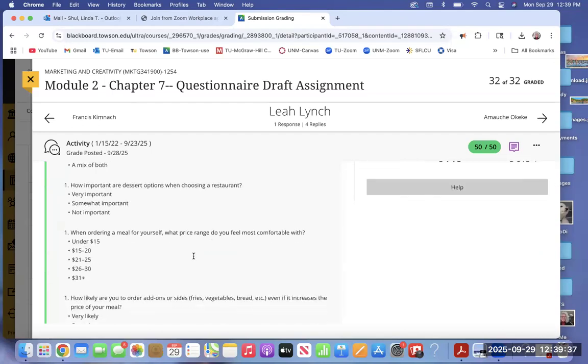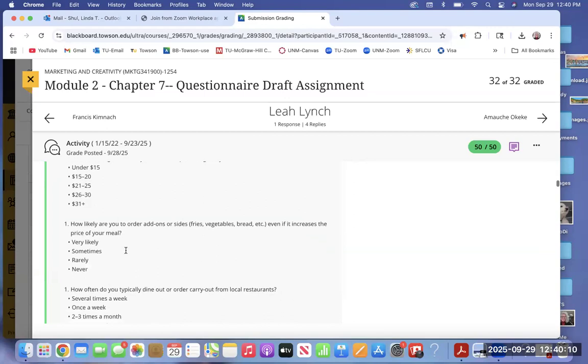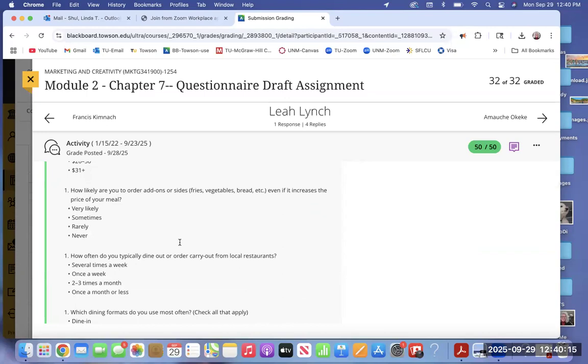When ordering, now we get to the pricing question. When ordering a meal for yourself, so we're qualifying it right here, which is really a good thing Leah did. When you're ordering a meal for yourself, what price range are you most comfortable with? So here we'll get this data, we'll give it to the client, the business owner, and we'll say, this is what most people want to spend. Okay, that helps them when they're creating menus and menu prices. How likely are you to order add-ons? Okay, this is another important thing to the owner.